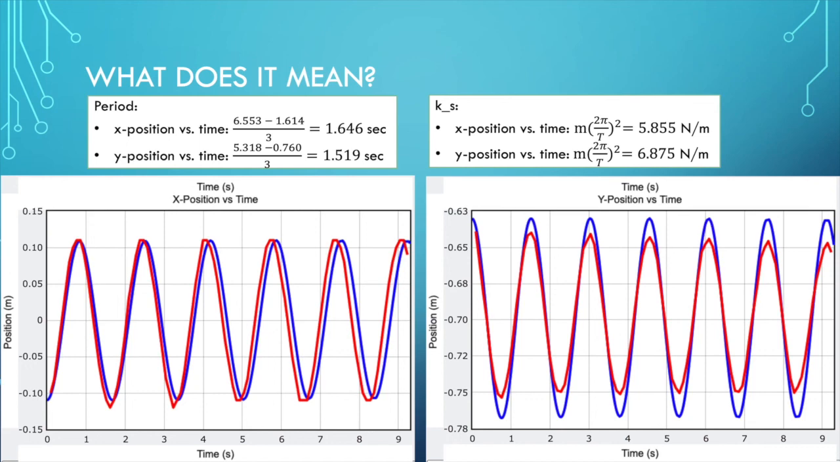In this lab, we were able to model an oscillating spring, learn about potential energy due to the spring, apply the energy principle, and calculate stiffness of the spring from the period.